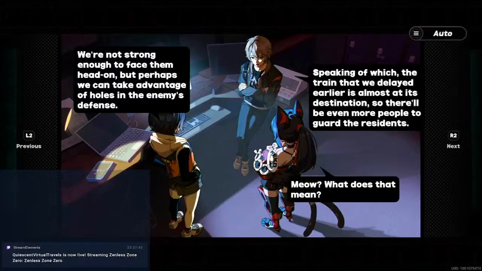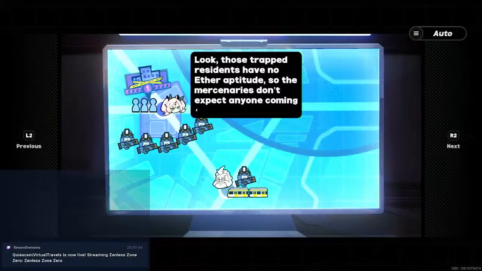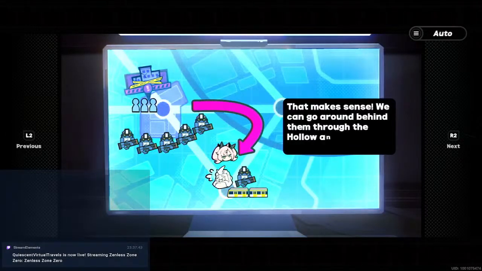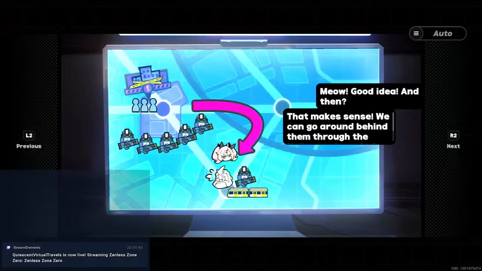Yeah? What does that mean? Look, those trapped residents have no ether aptitude, so the mercenaries don't expect anyone coming from behind. With everyone guarding the front, the surveillance point should be relatively unguarded. That makes sense. We can go around behind them through the hollow and catch them off guard. Yeah, good idea! And then?